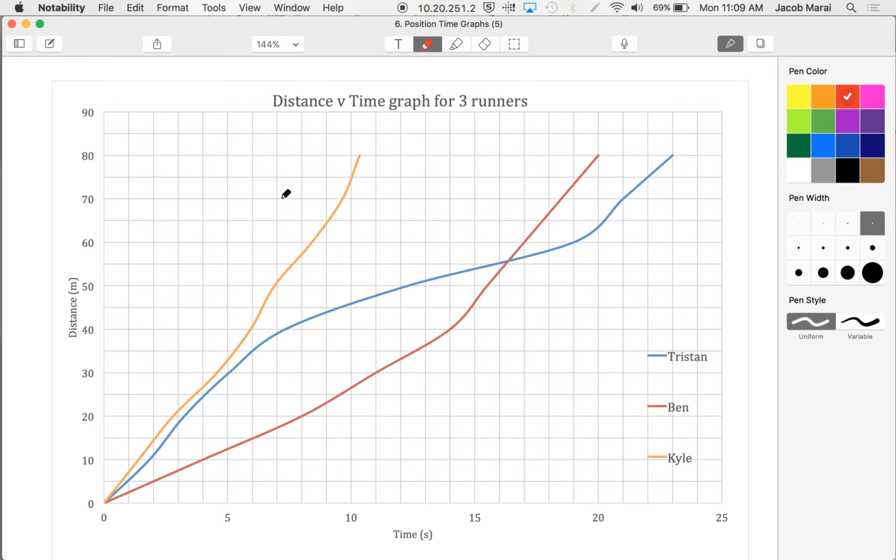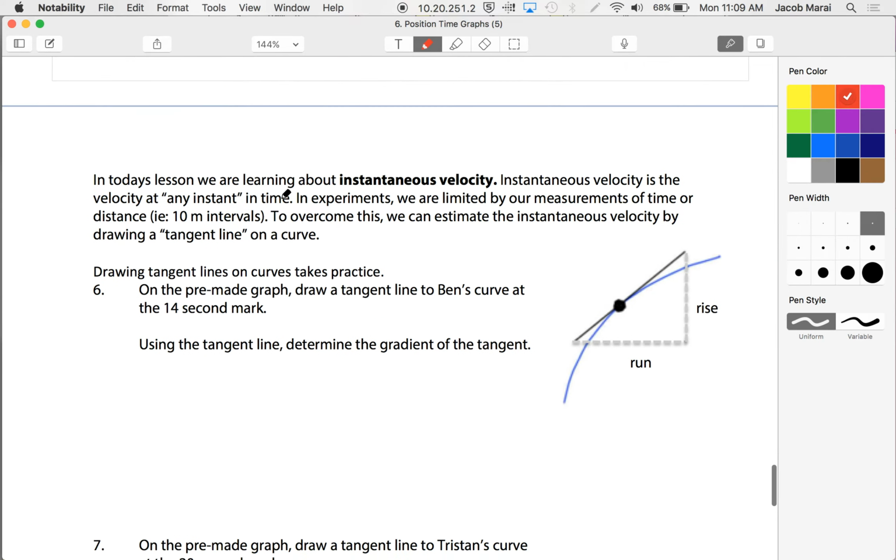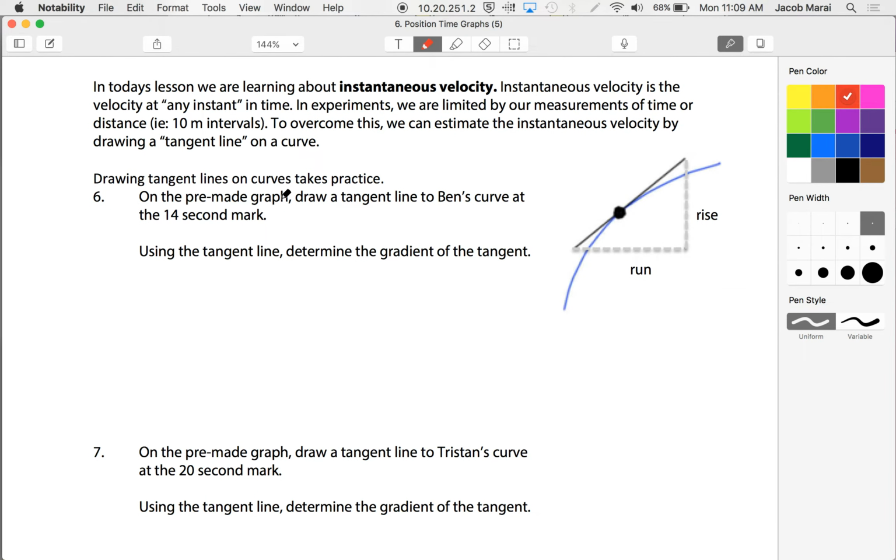Now, in order for us to do that, in today's lesson, gentlemen, we are learning about instantaneous. It's the velocity at any instant, or it's the gradient at any point. Okay? Exactly what I said with my voice, with my mouth just then. We are limited by our measurements of time or distance, but what we can do is draw a tangent line.